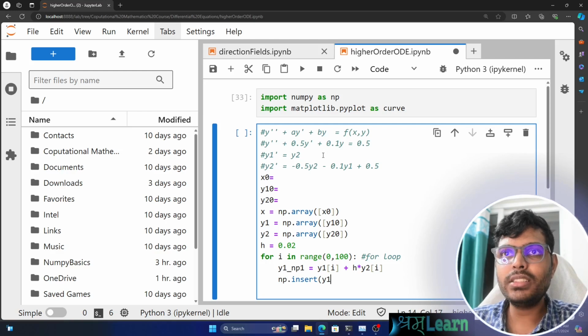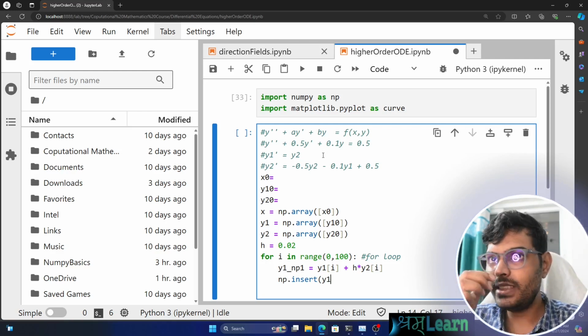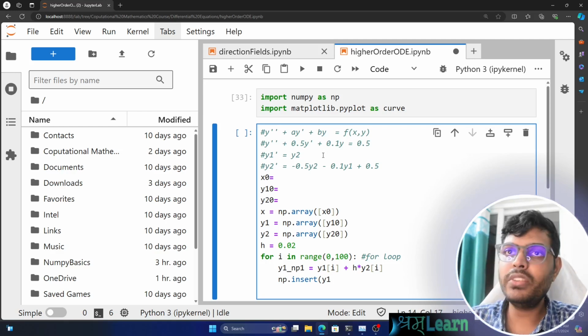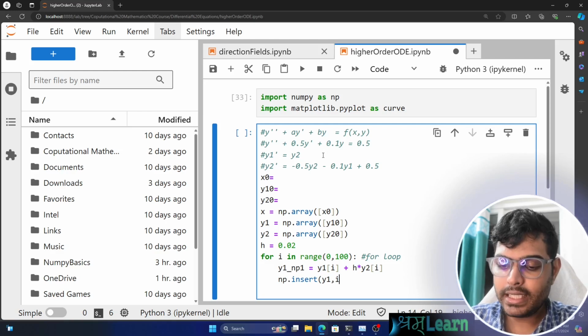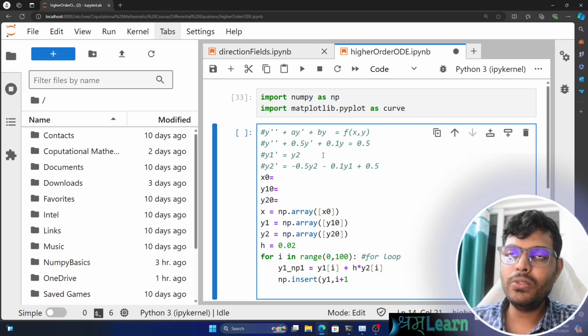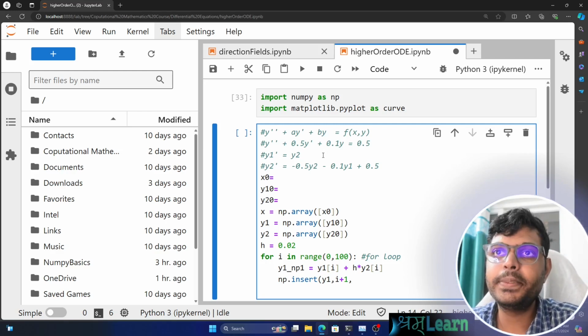So we do not have to use the append function, we have to use the insert function. So the first argument is which array on which we are inserting, that is y1. What is the index that we are inserting? I plus 1. Why I plus 1? That you need to find out. Okay, these are logical things.